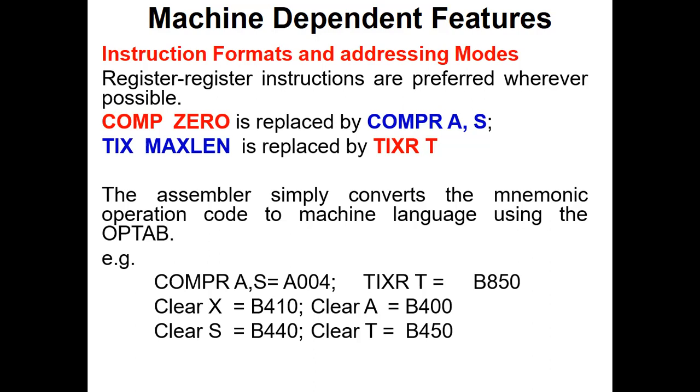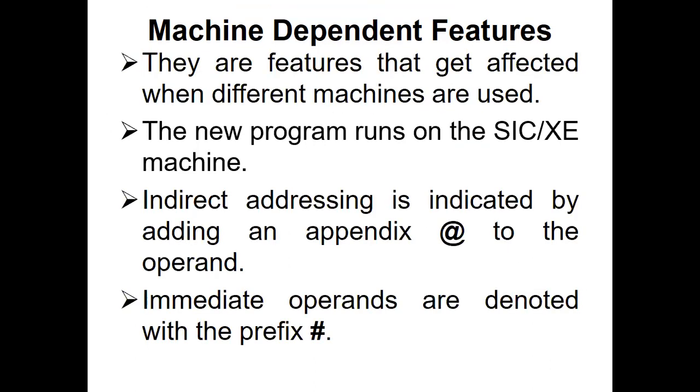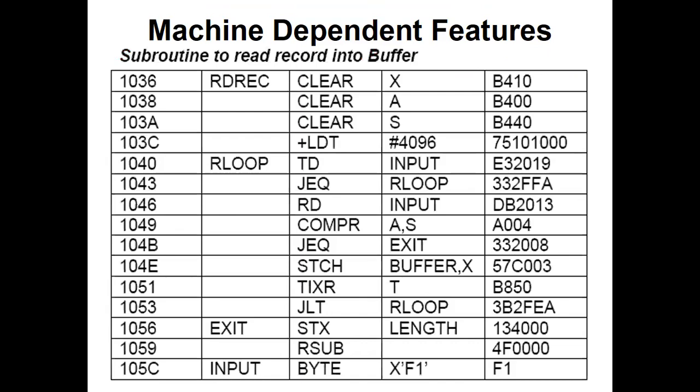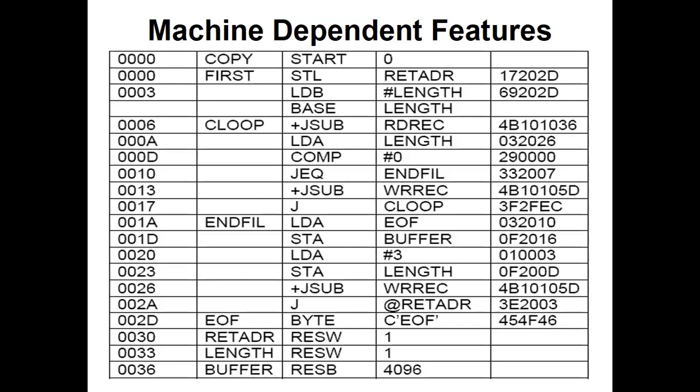No, sir. Okay. Now, how about these instructions where we have the operand in memory? We have these instructions where the operand is in memory, like this one, for example, STL return address. Now, you remember, if the operand is in memory, we use either format 3 or format 4.